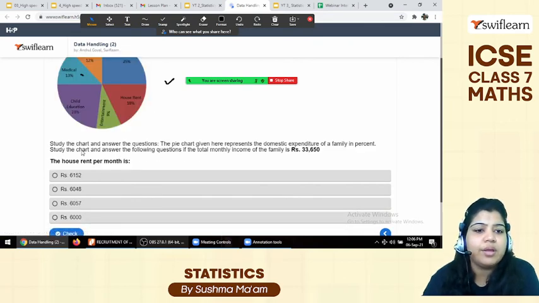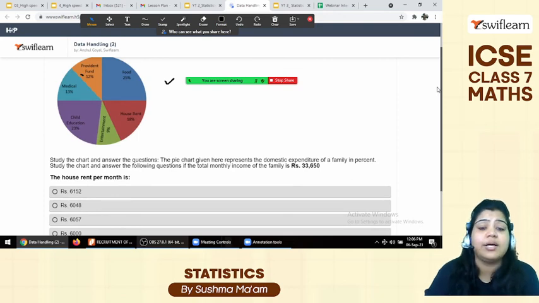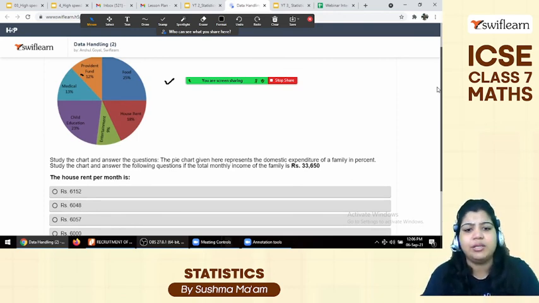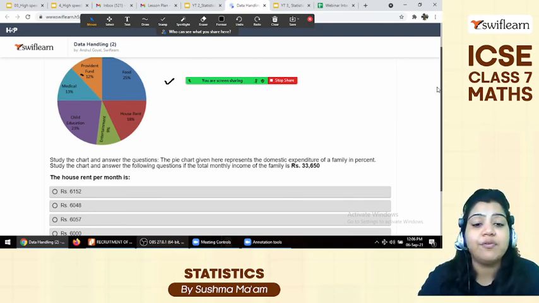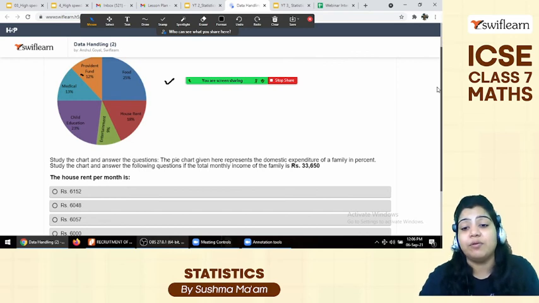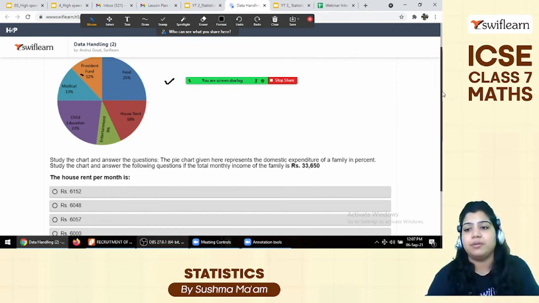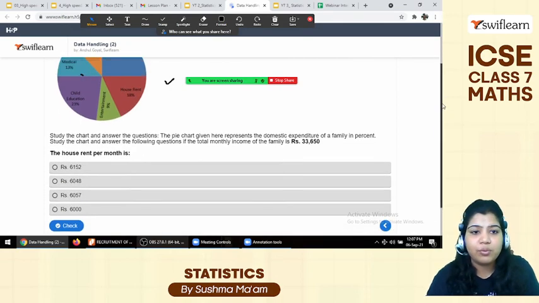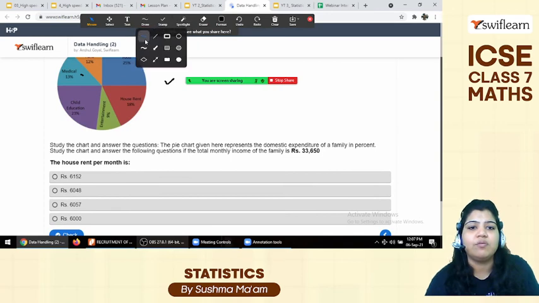Okay, so here we have a pie chart. So study the chart and answer the question. The same pie chart: the pie chart given here represents the domestic expenditure of a family in percent. So study the chart and answer the following question. If the total monthly income of the family is 33,650, the question is the house rent per month. House rent. So what's the percent for the house rent? 18%. Let's solve this one.